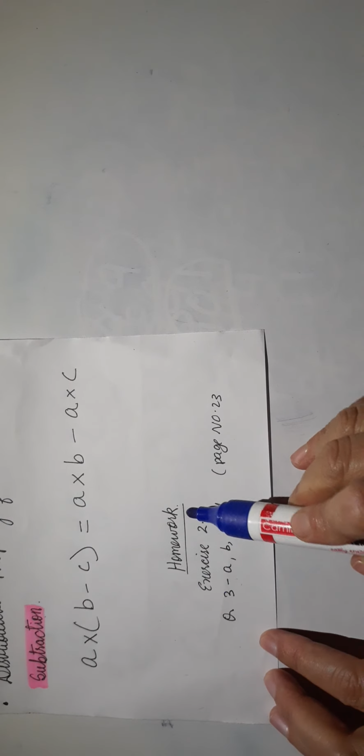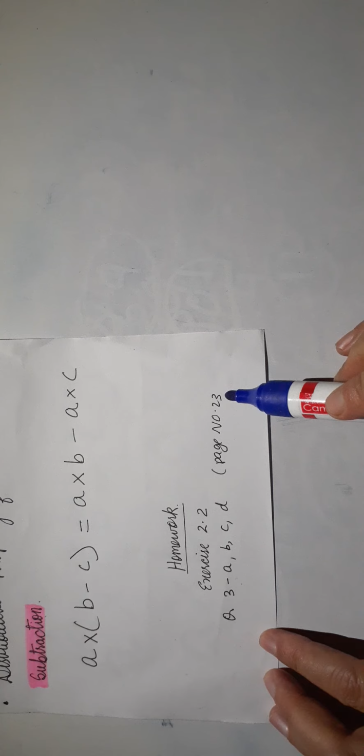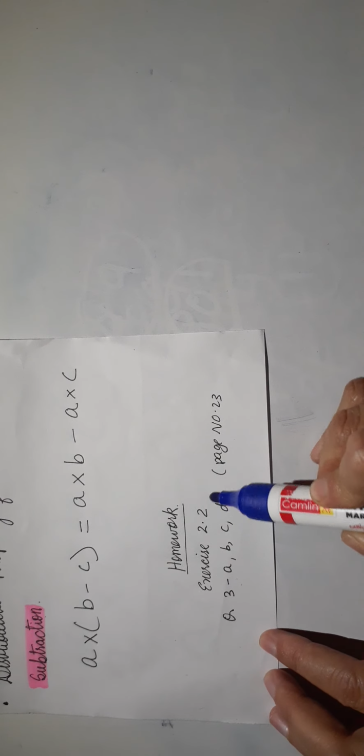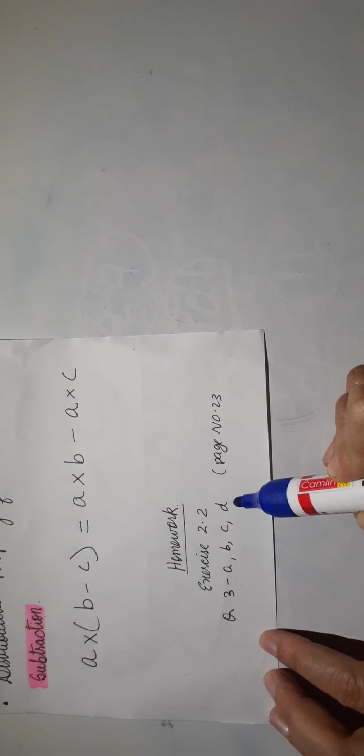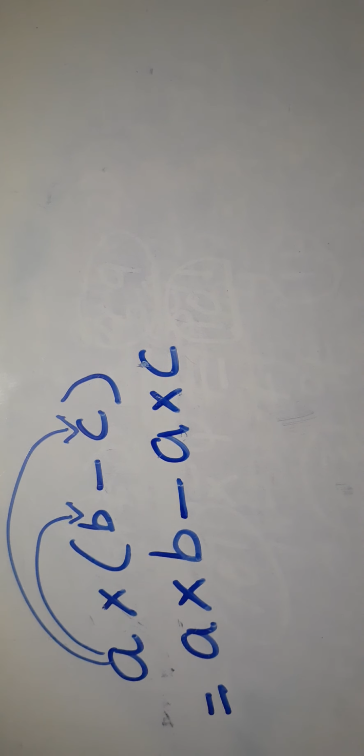Now this is what I want you to do at home. Homework: turn to your book page number 23, Exercise 2.2, question number 3, A, B, C, D. Since I have taught you these different types of properties of whole numbers, in case you have any doubt, please go through this video again to understand these various properties of whole numbers, so that you can solve this question.